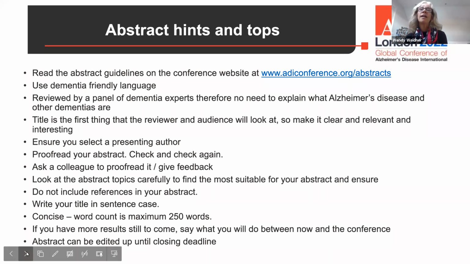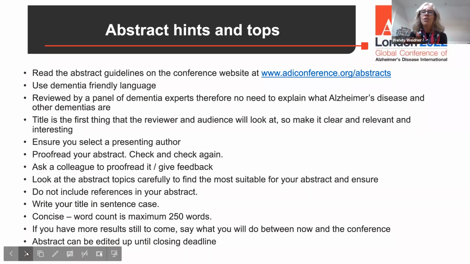Make sure that you choose a presenting author so that we know who would be giving the oral presentation if somebody is. Make sure you proofread your abstract. Check it and check it again. And if you can, get a colleague to check it and proofread it, and also to give you feedback and recommend changes to it. Language, focus, etc.